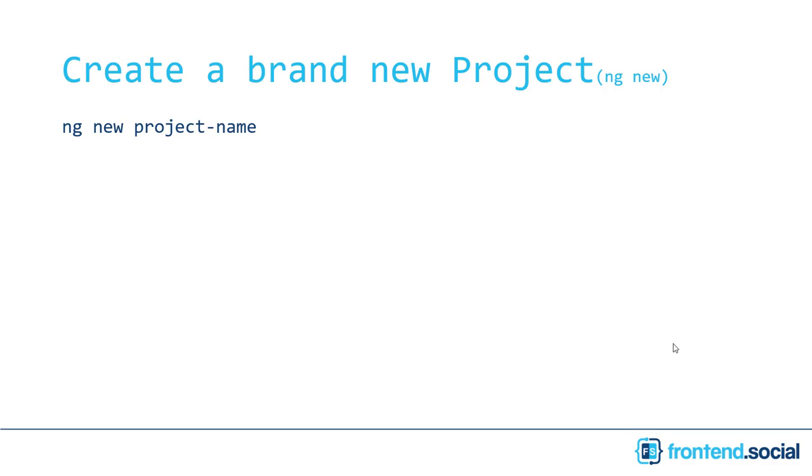To do that, you can use a CLI command, ng new. So ng is nothing but Angular CLI, and new is a command that says that we should be creating a new project, and after that you will mention a project name. Apart from that, you can specify several options in this command. So what are those? Let's look at it.